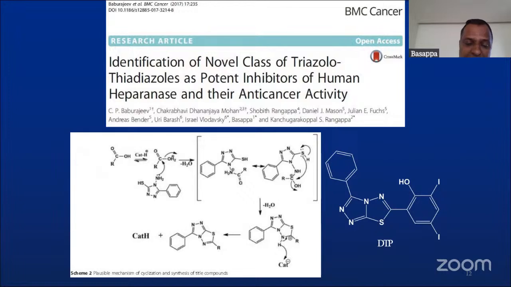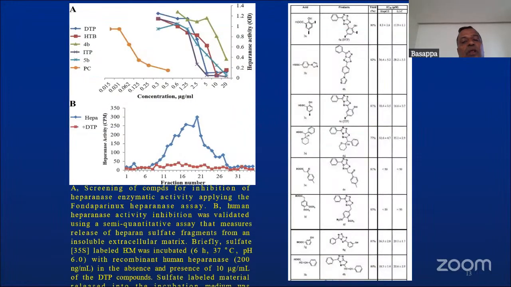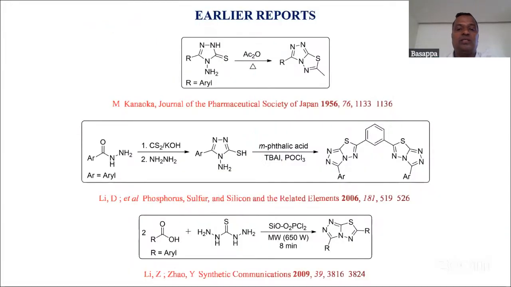The scheme chemistry is given over here. I know you all have a biological and life science background, so let me skip it. The summary of the in vitro study shows that some of the compounds we synthesized showed catalytic inhibition by ELISA method and also by HPLC method. Heparanase activity decreased when we treated with a compound named DTP, which we identified as the lead structure in this work.